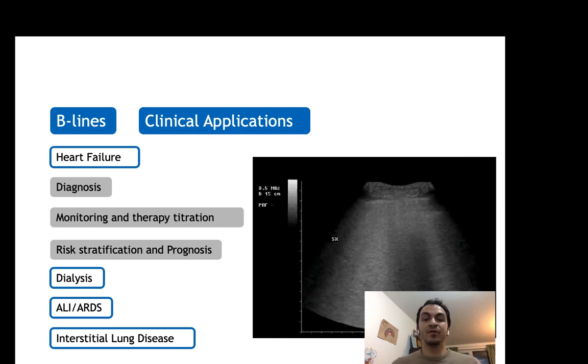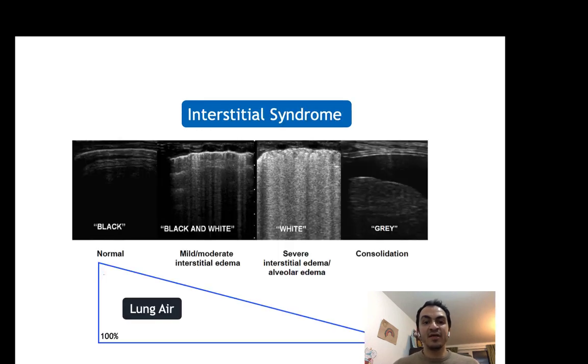And it can also be utilized in patients with interstitial lung disease. And here we come to the different grades of the interstitial syndrome, starting from the first grade, the best grade of aeration, where you will have A lines, so the lung will be black. And when you start to see B lines, but they are not severe enough, they are not confluent together, you have the black and white pattern, which reflects a degree of interstitial edema, which is moderate.